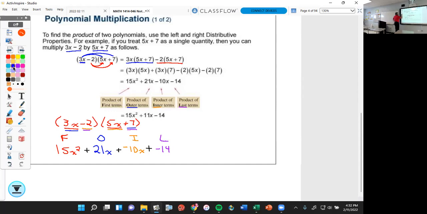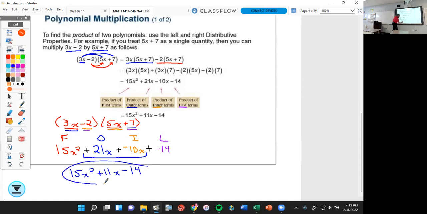Now, when you do this, if you'll notice, the two terms in the middle, many times are going to be like terms. And so when that happens, you don't want to leave it like that. You want to actually combine those like terms. So my final answer would be 15x squared. 21x minus 10x would be plus 11x. And then plus a -14 would be minus 14. And so that's how you would go about multiplying the binomials 3x minus 2 and 5x plus 7.